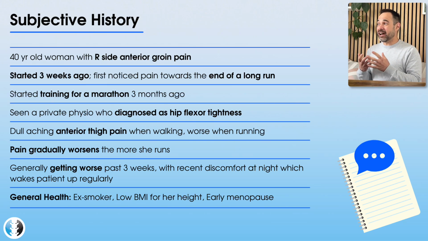So they've seen a private physiotherapist who has assessed the patient and has suggested that they have a hip flexor tightness, which is causing the symptoms in their hip. So what does the patient present with?